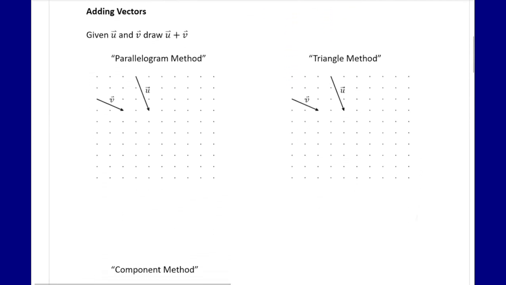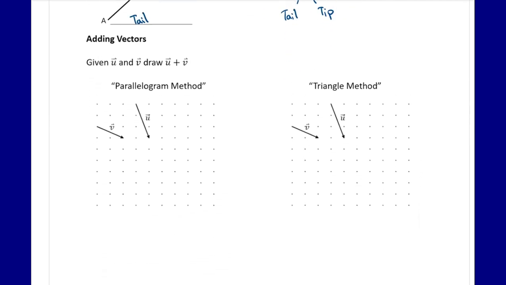There are going to be three methods that we look at. We're first going to look at if we're given the vectors geometrically, where we can actually see them. The first one is called the parallelogram method, and the methods are basically based off of the shapes that you're creating. In the parallelogram method, the first thing you're going to do is draw them tail to tail. What that means is you're basically going to connect the two tails together.